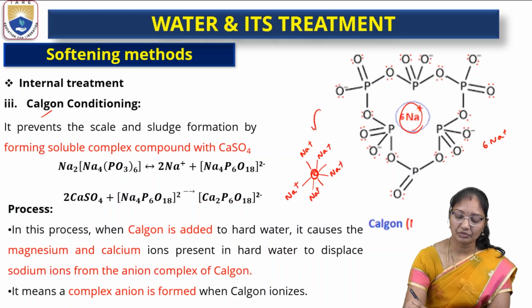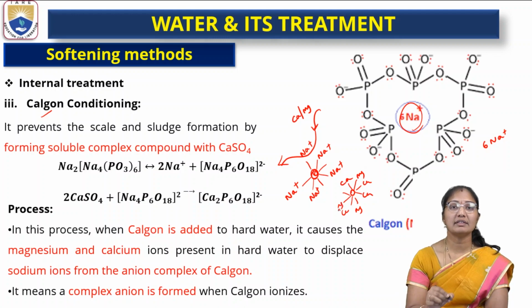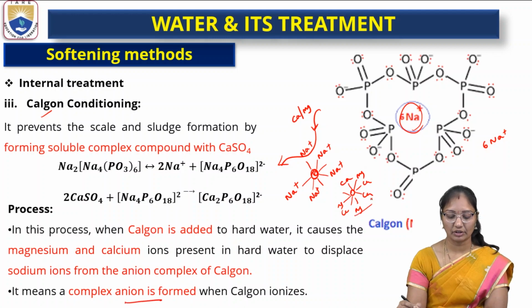When it reacts with the calcium or magnesium salts present in the hot water, it easily displaces the sodium ions. So calcium, magnesium displaces the sodium ions and results in the metal ion form. A complex anion is formed.